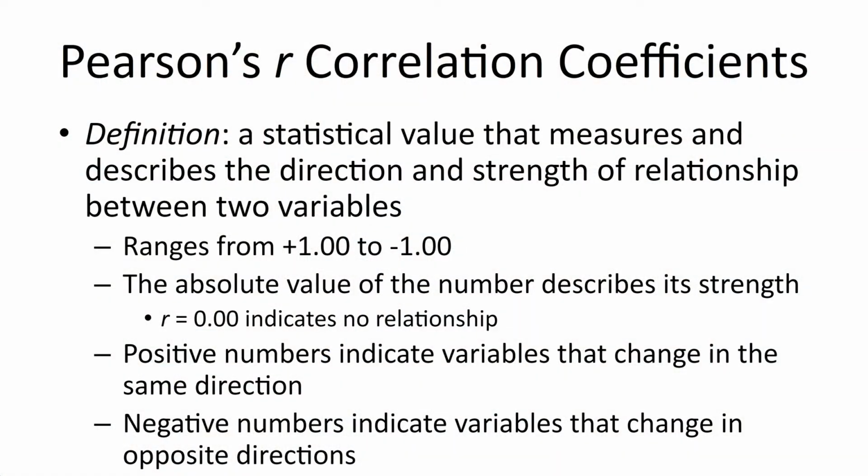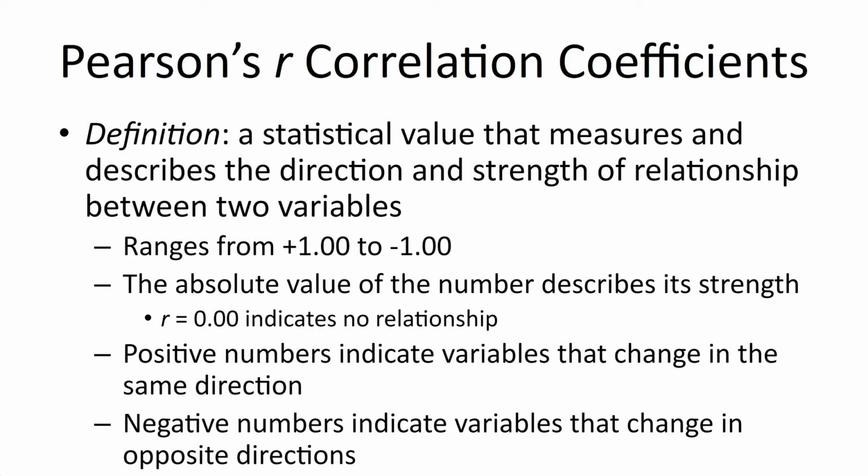There are a lot of different ways we could go about measuring a correlation, but one of the most common, the most standard way to measure a correlation, is called the Pearson's r correlation coefficient. This is a number. It's a statistical value that measures and describes the direction and the strength of the relationship between two variables. And this number ranges from +1 to -1.